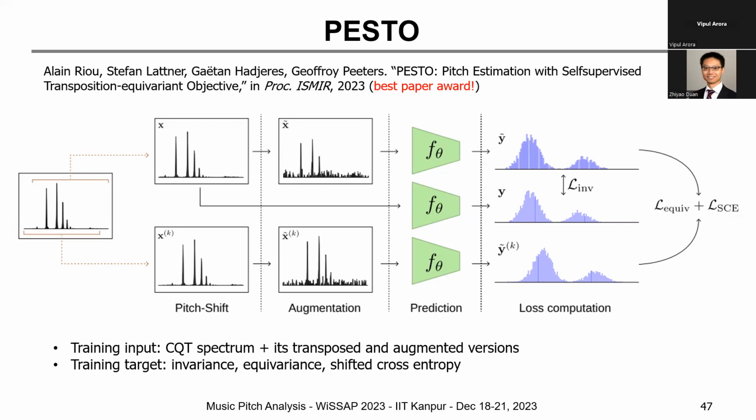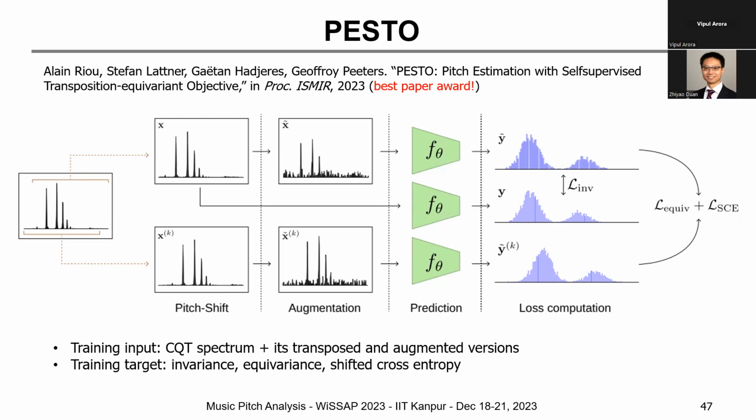If the dog is at the center of the image, you say it's at the center. Now, if you shift the dog to the left side of the image, then your output should also be shifted. The output should be shifted by the same amount as your input. That's called equivariance. It's equivariance to translation. And the same concept applies here. Your input is shifted along the pitch scale, then your output should also be shifted along the pitch scale. That's equivariance. They also compute this so-called shifted cross entropy, so it's also capturing this equivariance, basically.